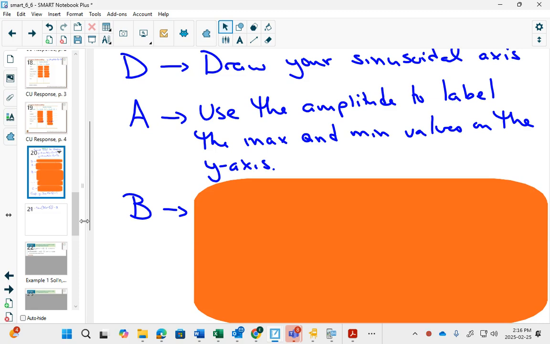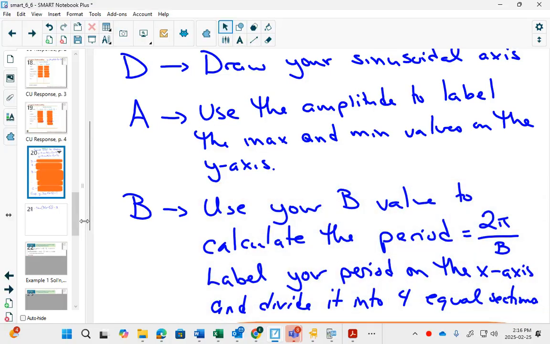Next, our B value finds our period, because our B value is a horizontal stretch or compression. So we use our B value, and we can write a little formula for our period. Our period is always going to be 2 pi divided by our B value. That formula is not on your formula sheet, but it's super helpful, so I would say you're probably going to have it memorized before too long.